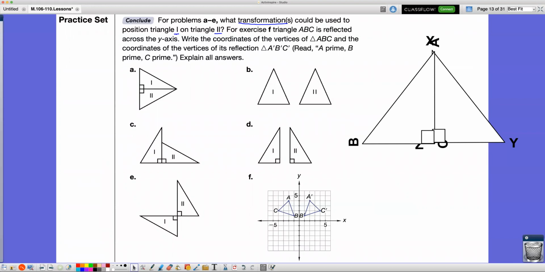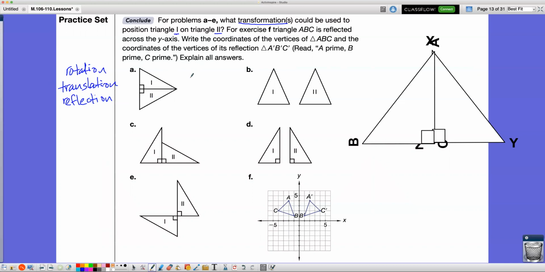Is it merely a rotation? Is it translation? Or is it the last one, reflection? Or is it a combination? It could be rotation and translation, or rotation and then reflection, or maybe it's just translation, or maybe it's just reflection. It could be a combination of any of these three, but what would it take to go from triangle 1 to triangle 2?